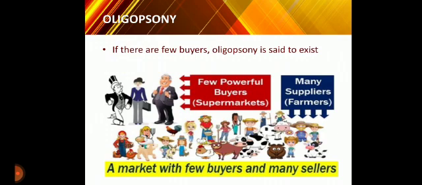Oligopsony. If there are few buyers, oligopsony is said to exist. For example, there are a lot of agricultural farmers, but only a few powerful buyers are buying the products. For example, Reliance Supermarket, Big Bazaar, D-Mart, Central, and other networks where they buy and sell in a retail way. So the farmers are plenty, but the buyers are very few. So only a few buyers are existing. That is the best example for oligopsony.